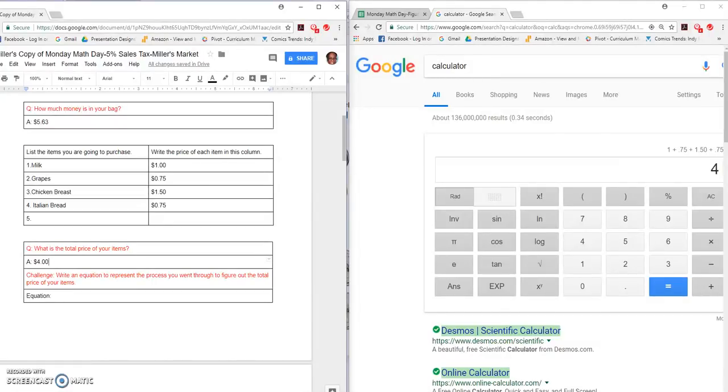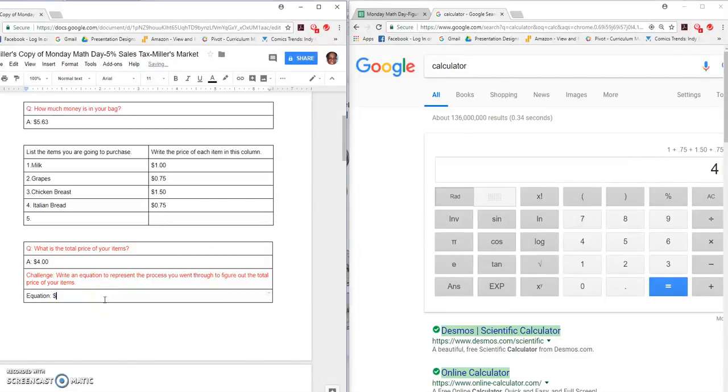Now I know that on the I-STEP test, one of the things you have to be able to do is write equations. So we're going to now start working that into our Monday math day. It says challenge: write an equation to represent the process you went through to figure out the total price of your items. So I have to just write down that I added all of this up.